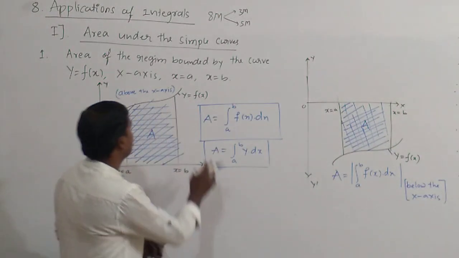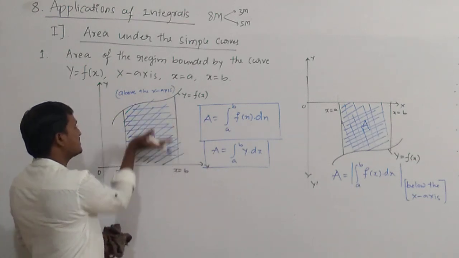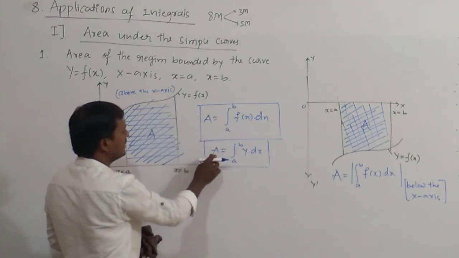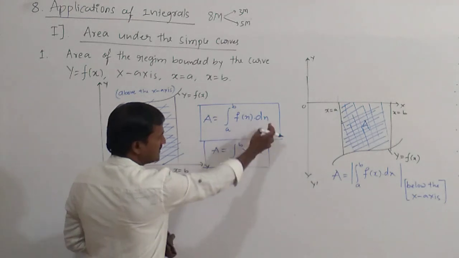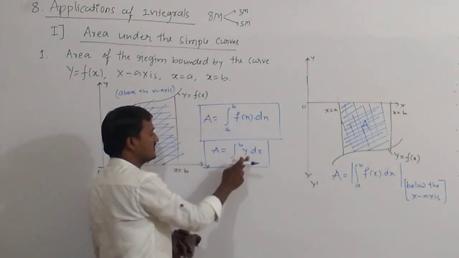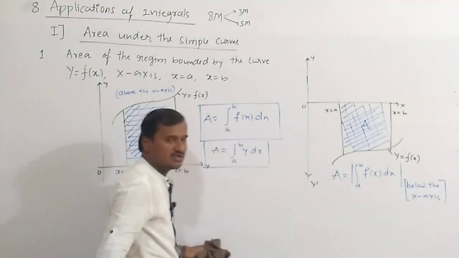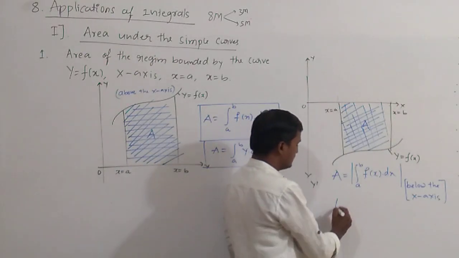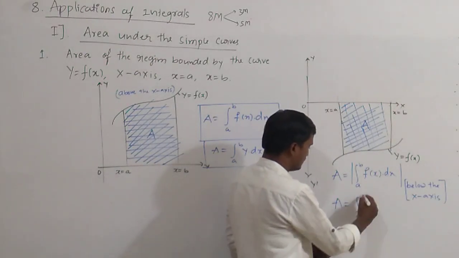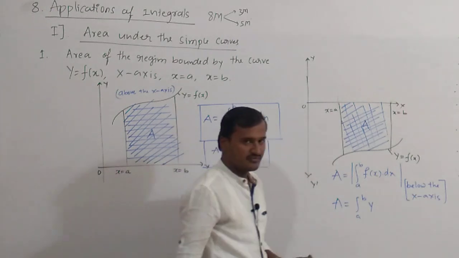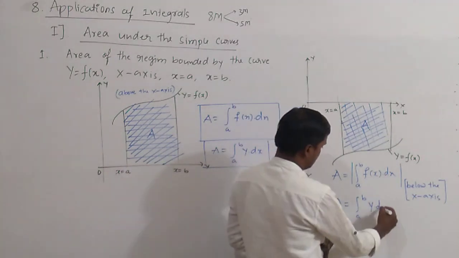So if the curve lies above the x-axis, then you have to take the integration of f of x dx from a to b. But what is the value of f of x? That is y. So here also we will write it like this: integration from a to b of y dx.